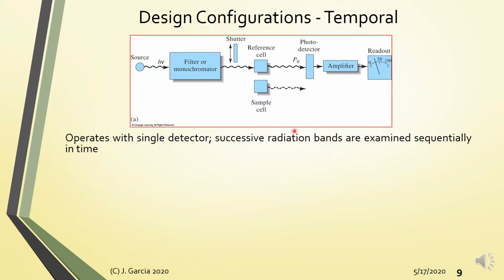Ito yung single beam design. Example, ito yung single beam design. So, paano yung single beam design? Basically, you only have one cuvette compartment. Paano ito ginagawa? First, you have to place the shutter, and then invoke yung auto zero.